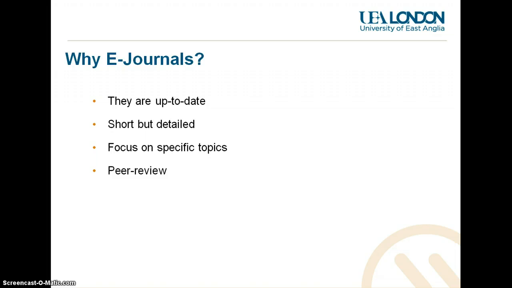In comparison, journal articles take on average a year to be published. Journal articles are much shorter than books, making them quicker to read. They focus on specific topics and are highly detailed, meaning that all the information is relevant.